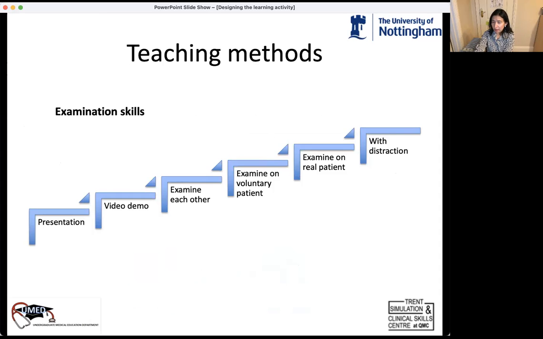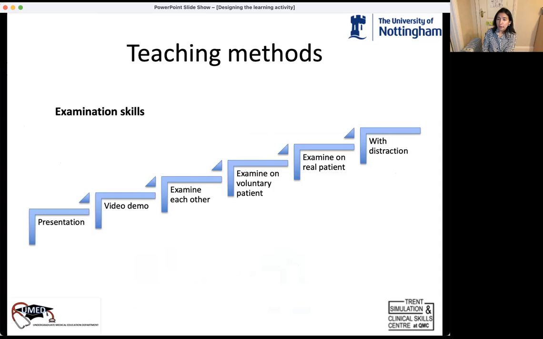For example, for examination skills, explain why we need to inspect the hands, why we need to inspect the eyes, what we are looking for, and what the clinical significance of them is. We can teach this learning outcome by PowerPoint presentation in a large group in the lecture theatre. It will save your time.